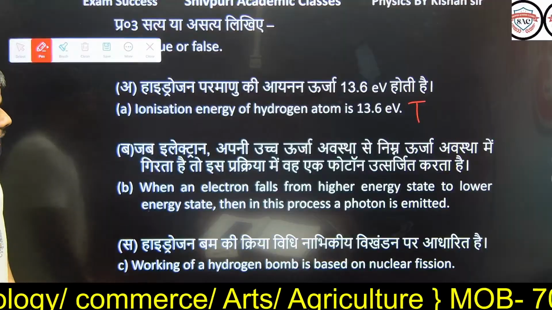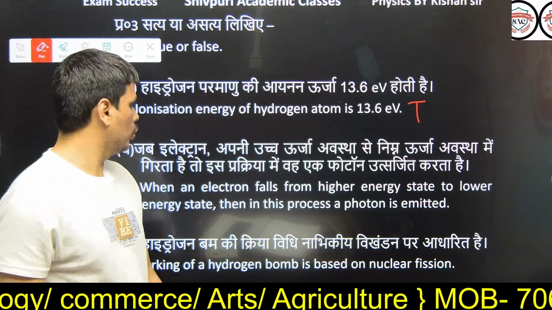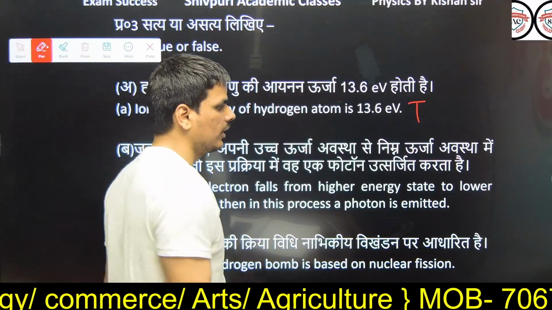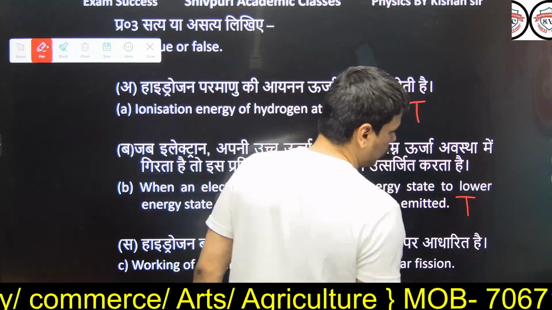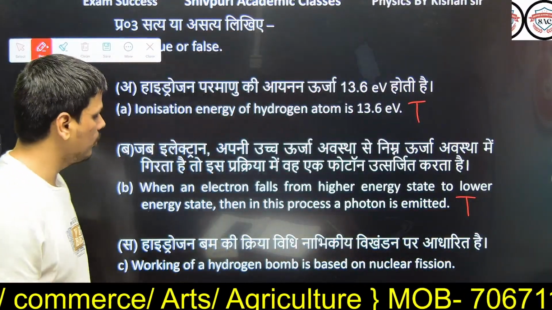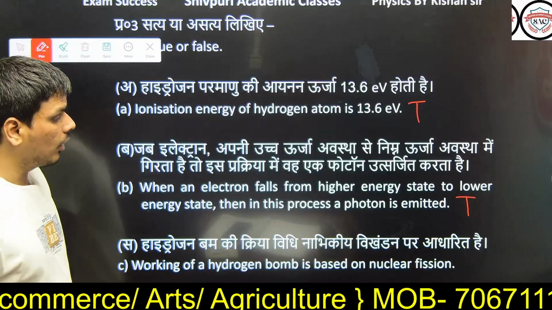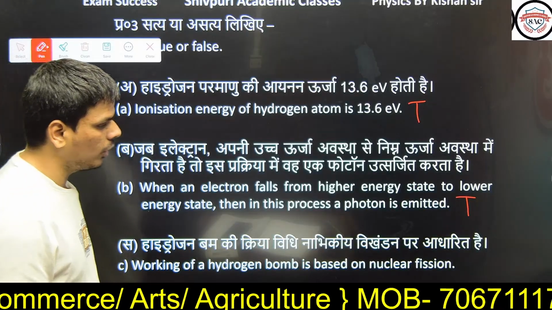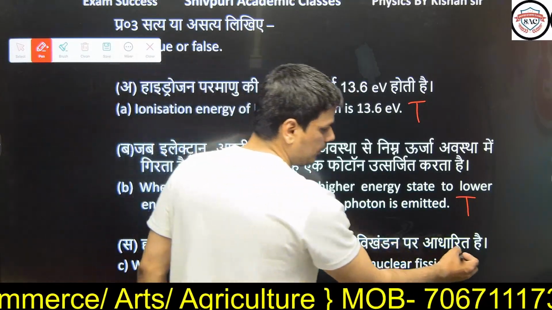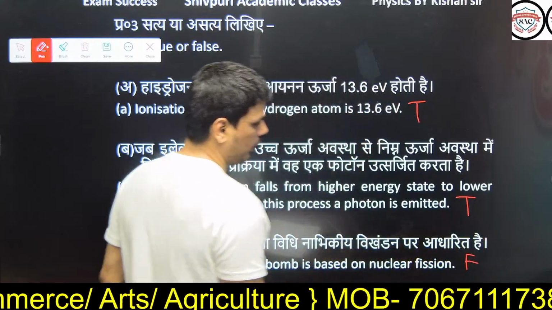Next question is when an electron falls from higher energy state to lower energy state, then in this process a photon is emitted. Yes, a photon is emitted. So the answer should be true. Working of hydrogen bomb is based on nuclear fission. No, it is based on nuclear fusion. So this should be false.